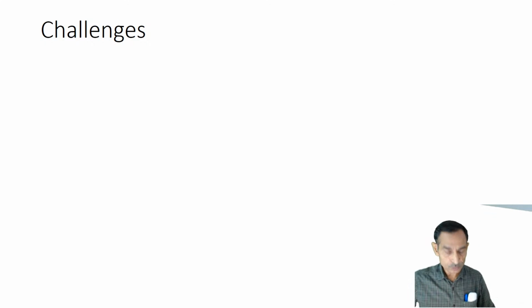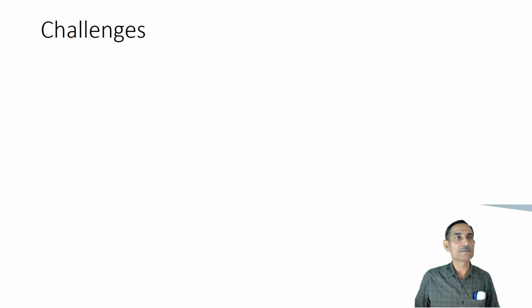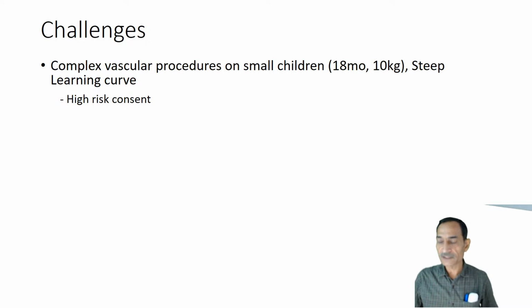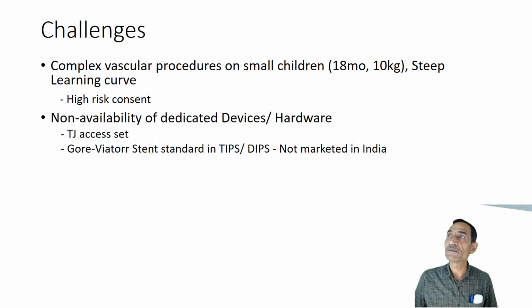Thank you, Madhu. In order to restore the hepatic venous outflow in these patients of Budd-Chiari syndrome, we've seen a spectrum of procedures that are available in the radiologist's armamentarium. But there are challenges, some of them met, some unmet. Inherently, these are complex vascular procedures done on small children with small anatomy, as small as 18 months of age and as low as 10 kg weight. And there is a steep learning curve to it, which we have got over in the last many years. And which is why this needs a high risk consent almost in every patient.